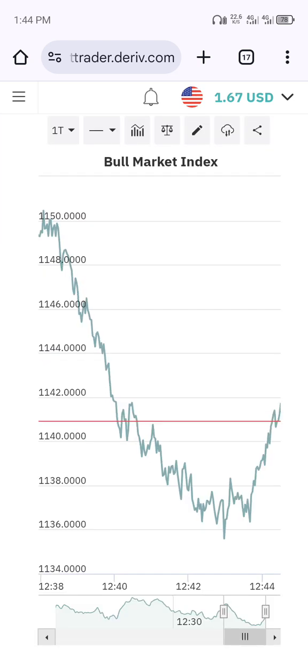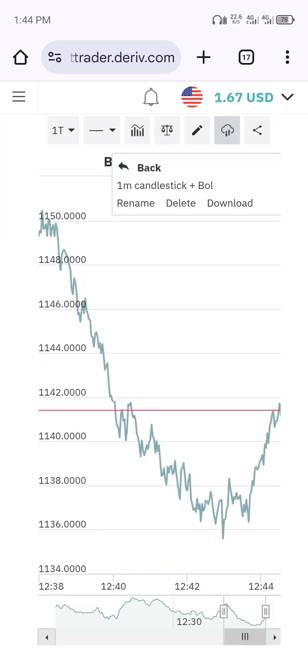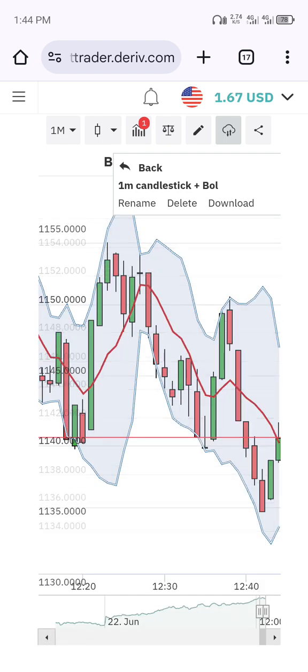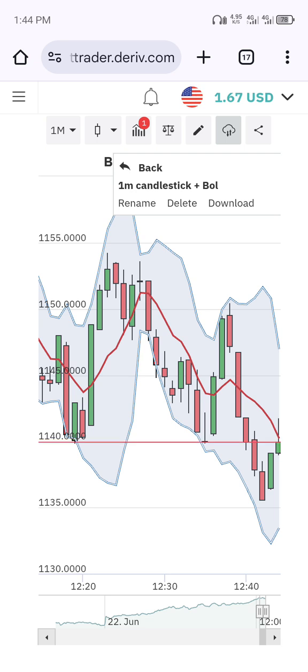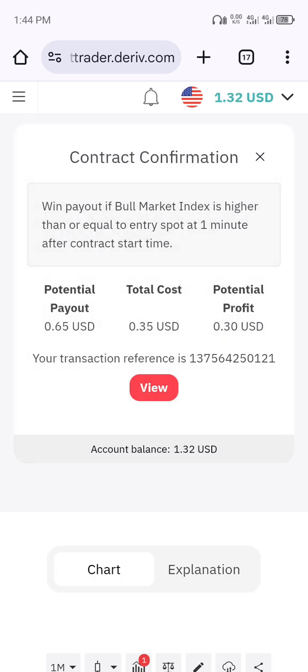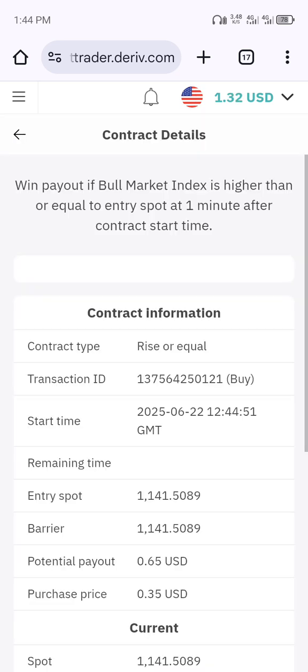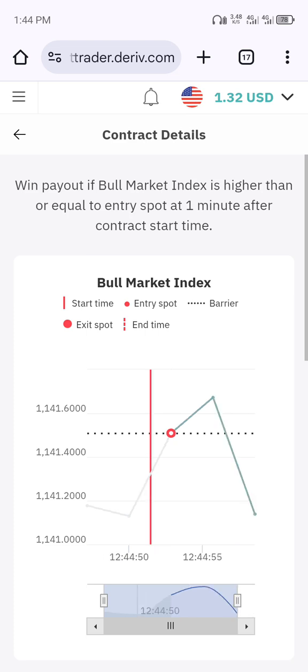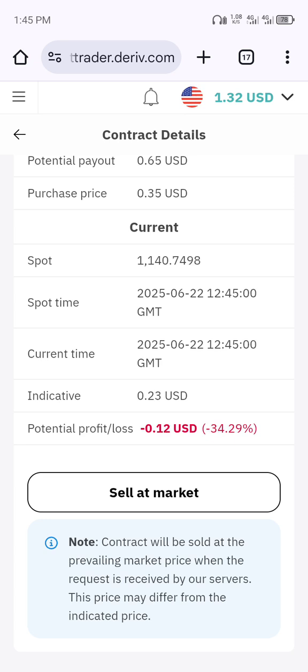I've seen a retracement here. Let me check the candlestick and Bollinger Band to see how it's going. It has gone a bit far, but let's see if it will still continue in that direction, then we will follow. When you predict that the market will continue upward, you click on the up button, which is green. But when you predict it will go down, you click on the down button.